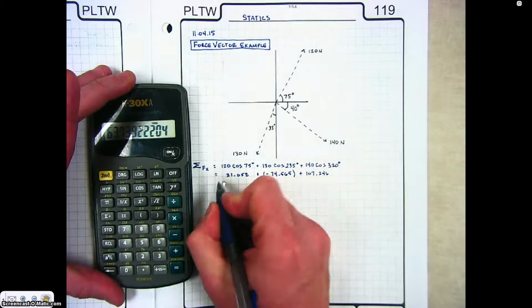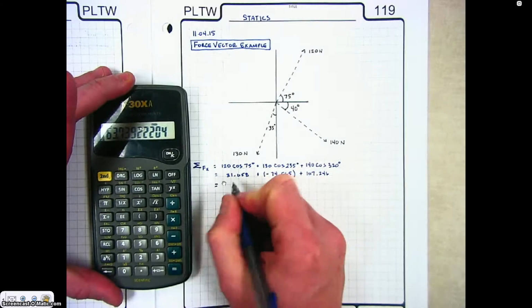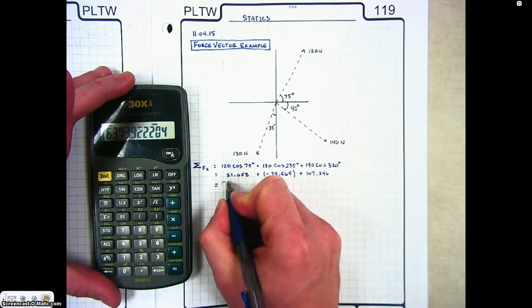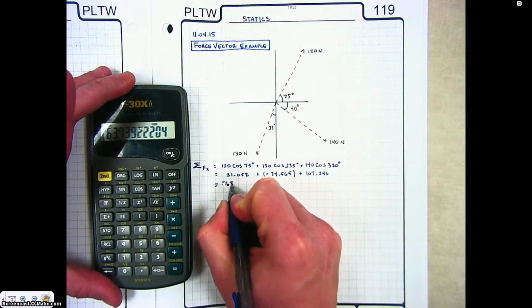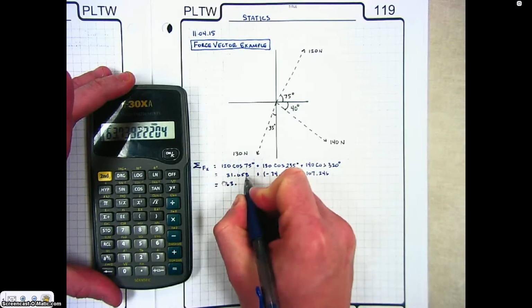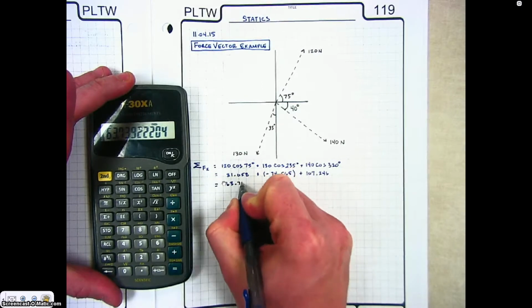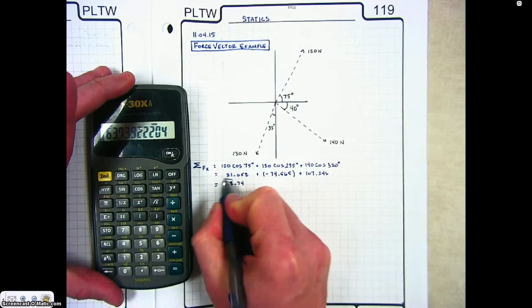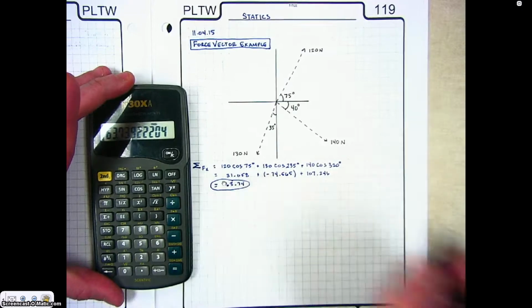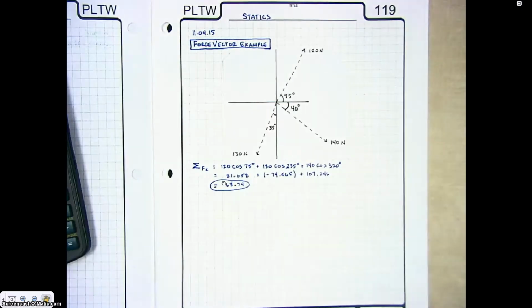and I get the sum of the forces in the x direction is equal to 63.74 or something close to that. All right, so that's the first step here.